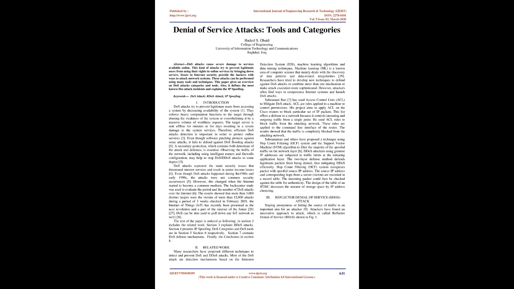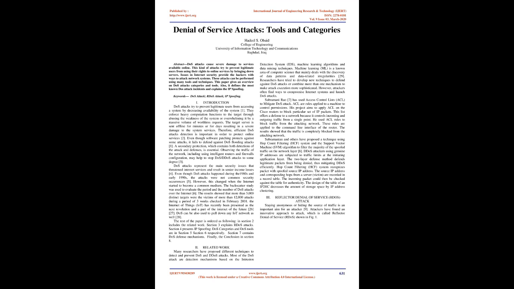2. Related work. Many researchers have proposed different techniques to detect and prevent DoS and DDoS attacks. Most of the DoS attack detection mechanisms are based on intrusion detection systems, IDS, machine learning algorithms and data mining techniques. Machine learning, ML, is a known area of computer science that mainly deals with the discovery of data patterns and data-related irregularities. Researchers have tried to develop new techniques to defend against DoS attacks or combine more than one mechanism to make attack execution more sophisticated. However, attackers often find ways to compromise Internet systems and launch DoS attacks.